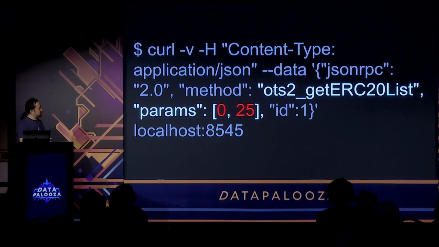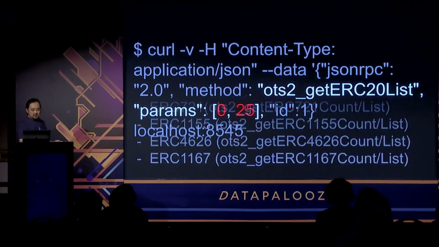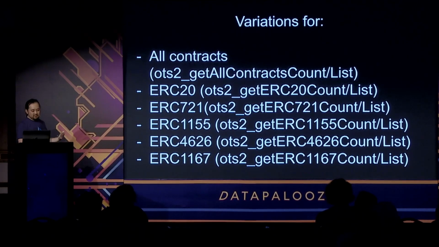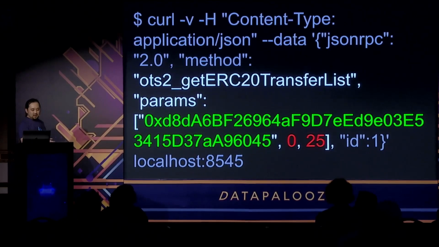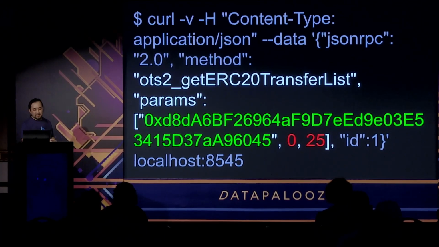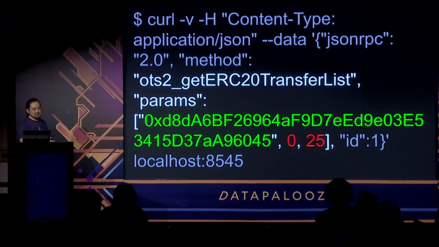For example, what you can do with those APIs, you can easily get token lists. You can have variations of these getter methods for many ERC standards, and we will have many more in the future. And you also have APIs for getting token transfer lists.